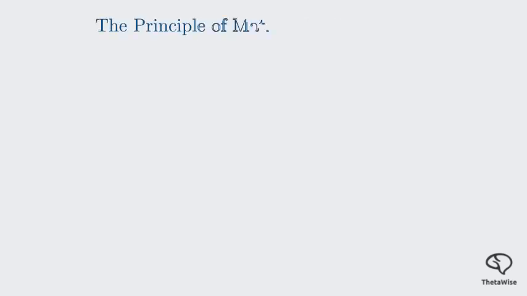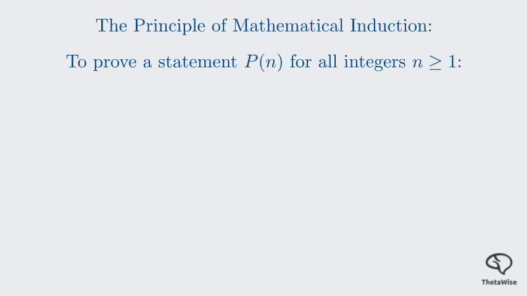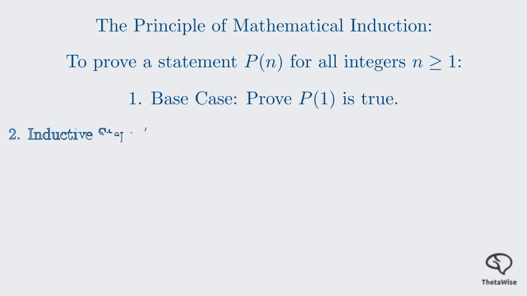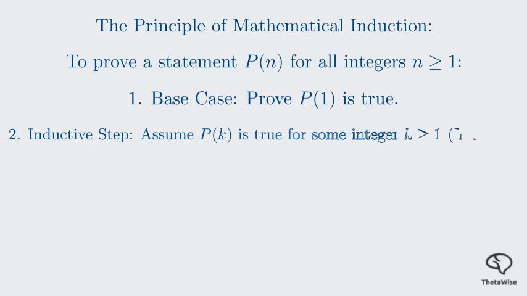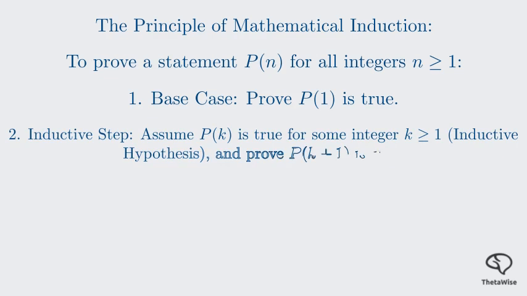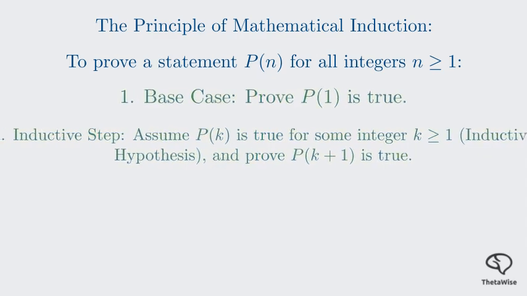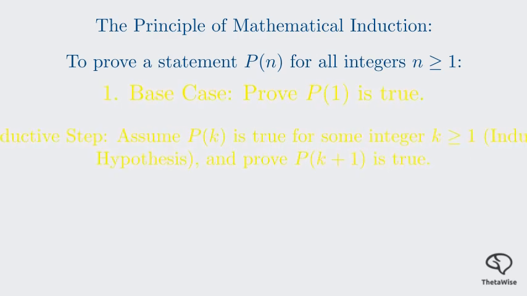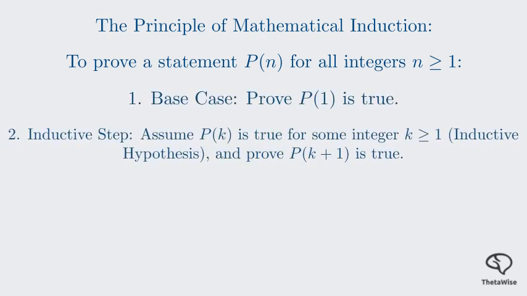More formally, to prove a statement P of n for all positive integers n, we follow these two steps. First, we prove the base case. The statement is true for n equals 1. This is knocking over the first domino. Second, we prove the inductive step. We assume the statement is true for some arbitrary integer k. This is called the inductive hypothesis. And then we show that it must also be true for the next integer, k plus 1. This is showing that one domino knocks over the next. Once you've done both of these steps, you can confidently conclude that the statement is true for all positive integers.